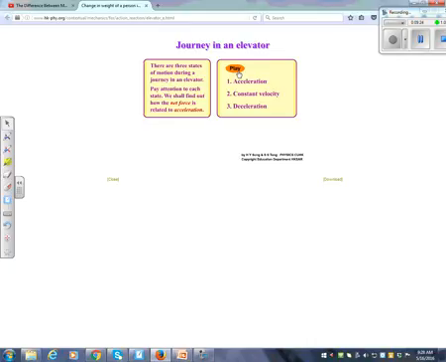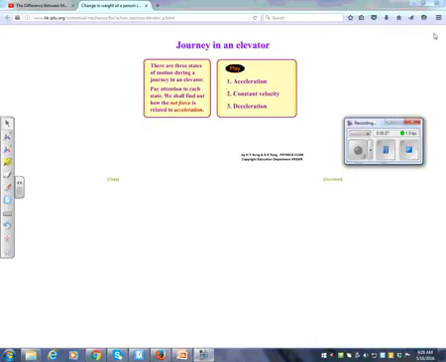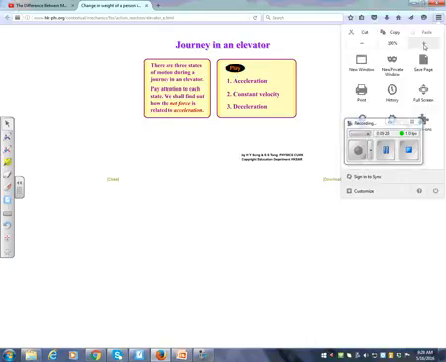Okay, so can you see that? It's kind of small, eh? Let's see if I can zoom in here. Oh, that's good.